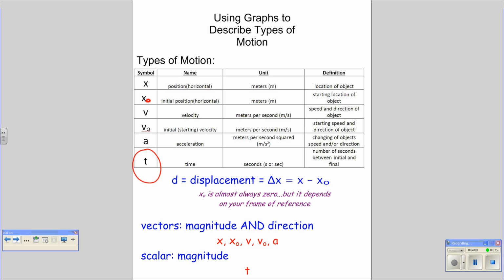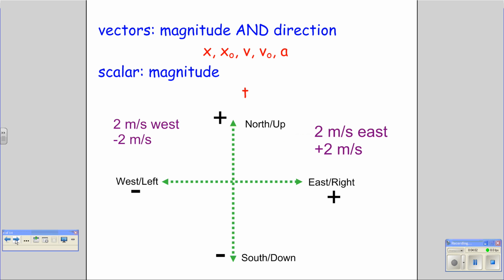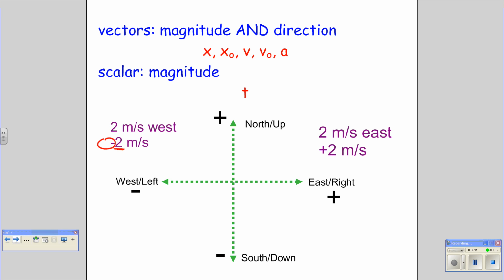There are two things: vectors and scalars. Vectors have magnitude and direction. That means magnitude is a number, some value, and direction is shown in physics as a positive or negative. So if I'm going 2 meters per second east, then I'm going positive 2 meters per second. If I'm going 2 meters per second west, then I'm going negative 2 meters per second. We have a magnitude, 2, and a direction, negative.